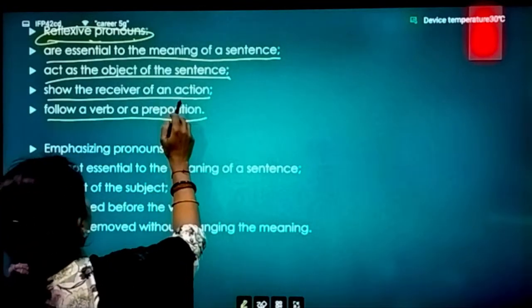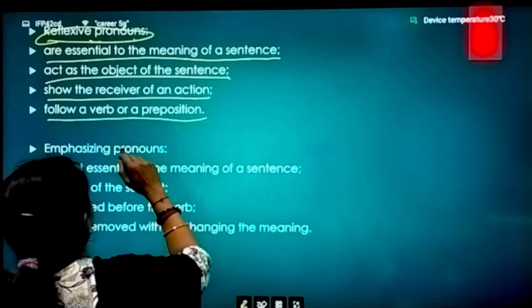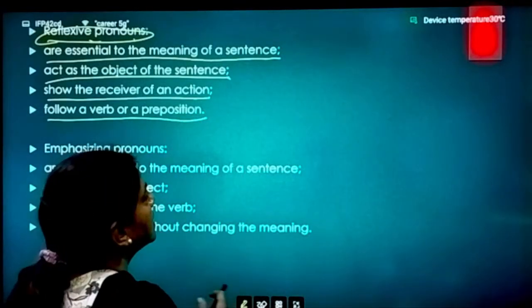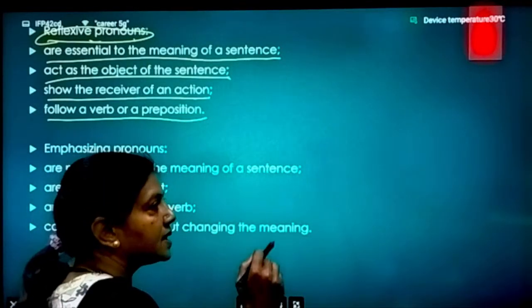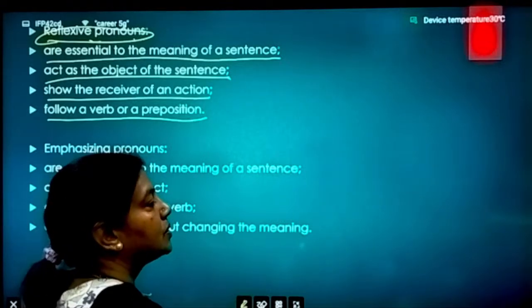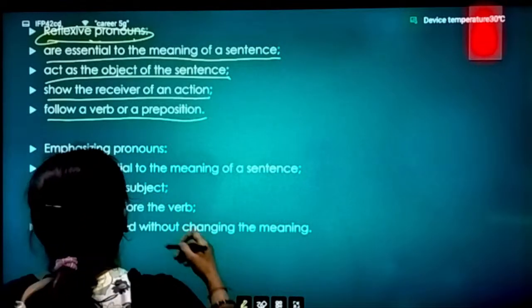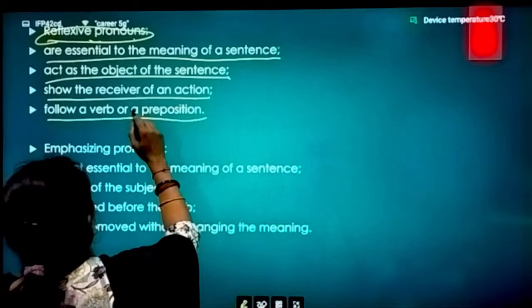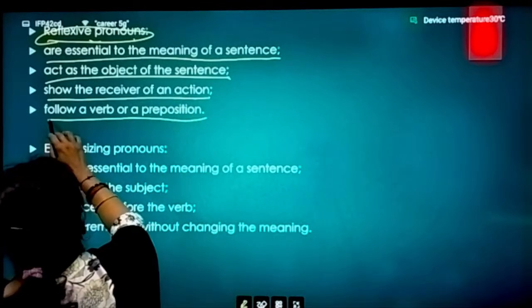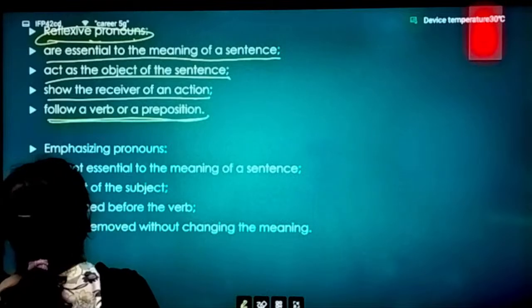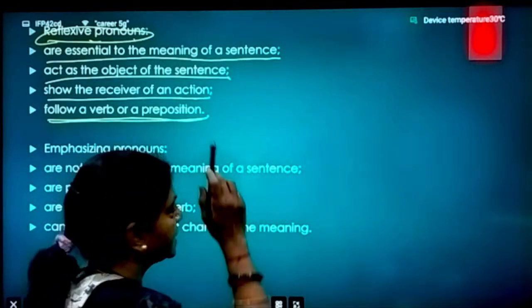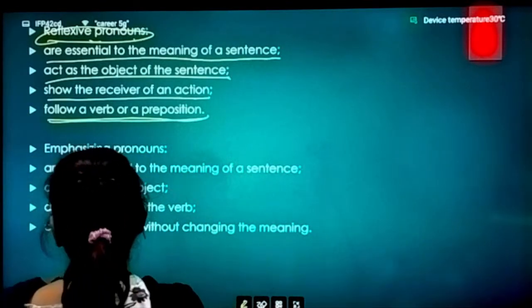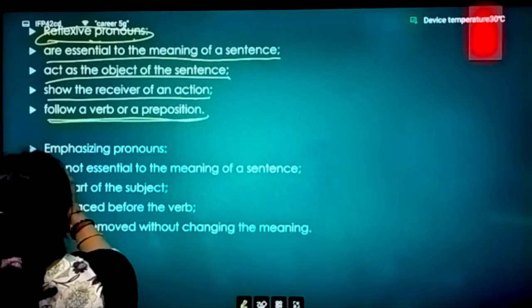They show the receiver of an action. So somebody is receiving. We say that Geeta is singing the song. So who is the receiver here? Geeta is the receiver of an action. They follow a verb or a preposition. It should follow a verb or a preposition. These are the conditions of the reflexive pronoun.